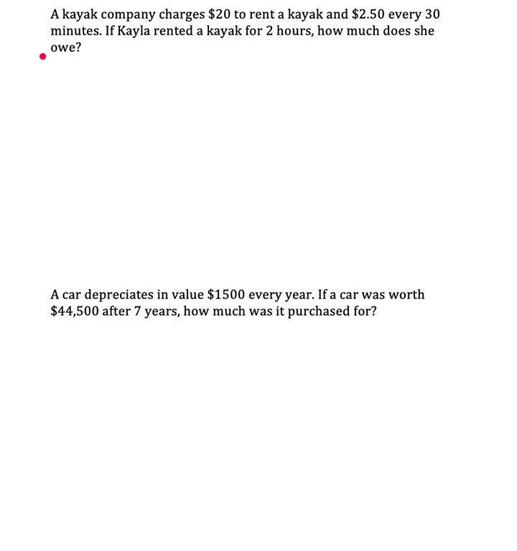The first example, a kayak company charges $20 to rent a kayak and $2.50 every 30 minutes. If Kayla rented a kayak for 2 hours, how much does she owe? So here we're given a starting point, the $20, and then it's $2.50 every 30 minutes. Now this "every" here, that is going to give us our slope. We see words such as every or per. That's a clue it's my slope. So my slope here is $2.50, and I'm starting at $20.